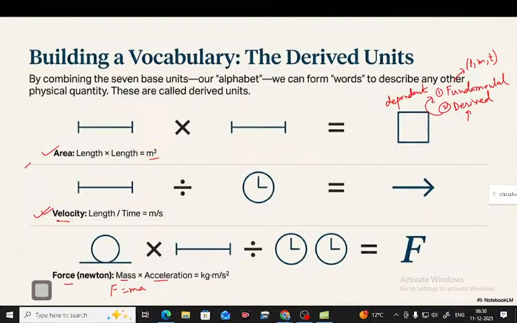That means we can say that derived units are dependent on fundamental units, and fundamental units are independent. Right? And derived units can be derived with the help of fundamental units. Length and time are fundamental units, which means area, velocity, force are all derived units. Right? Now we'll go to the next session.